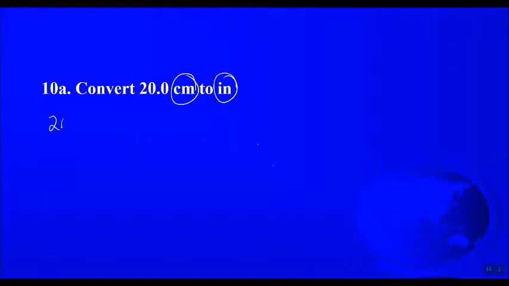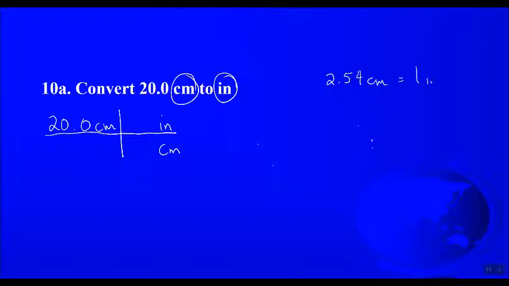All right, so 20.0 centimeters. What are we converting from? Centimeters. What are we converting to? Inches. Okay, you look at the bottom left, you will find that there are 2.54 centimeters in an inch. See that? Pause the video if you can't find it and find it.